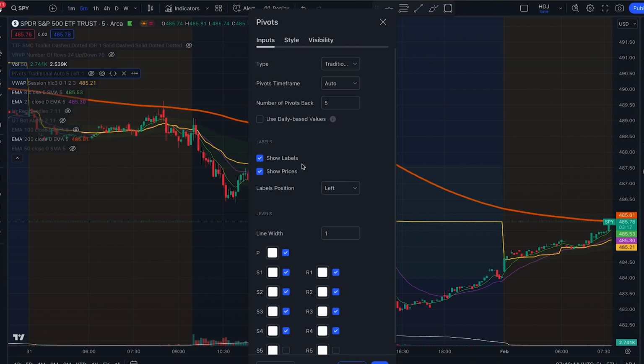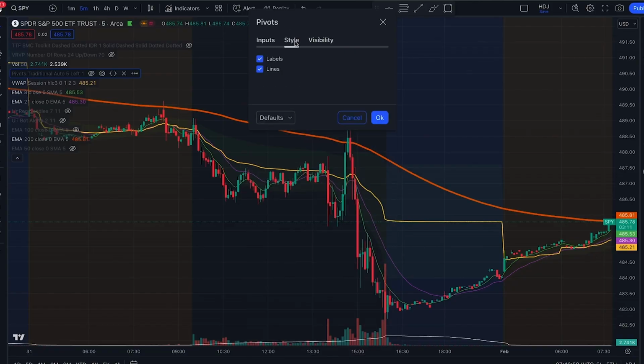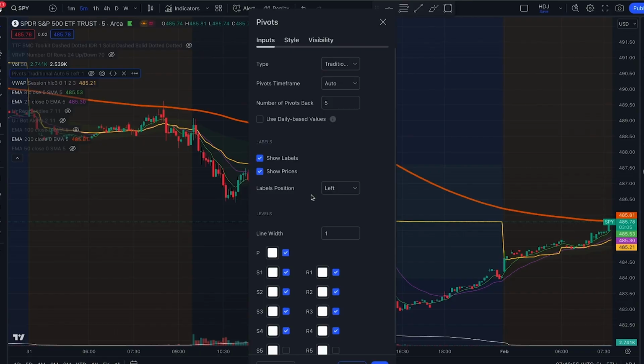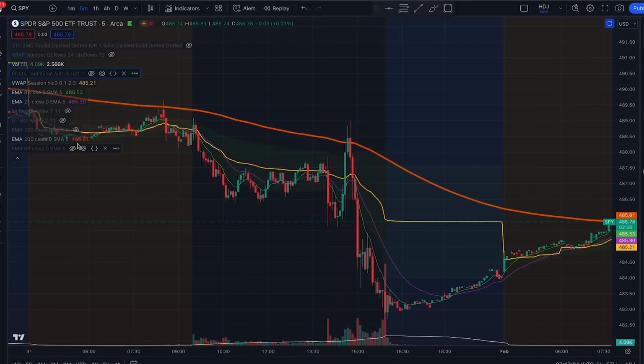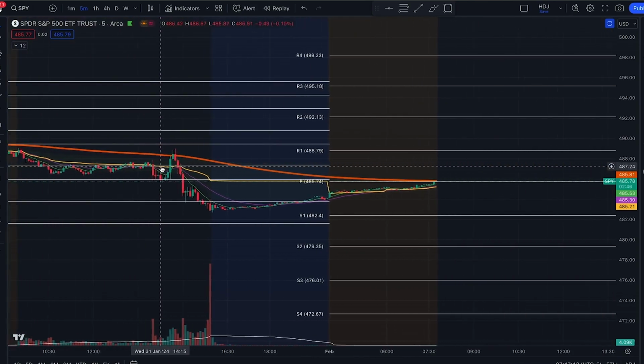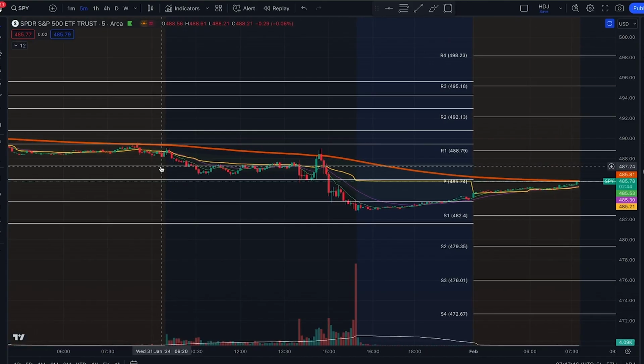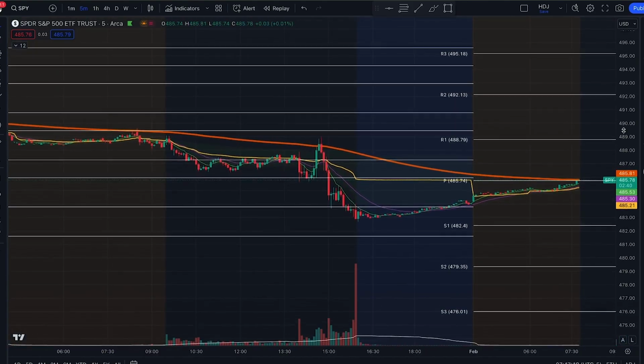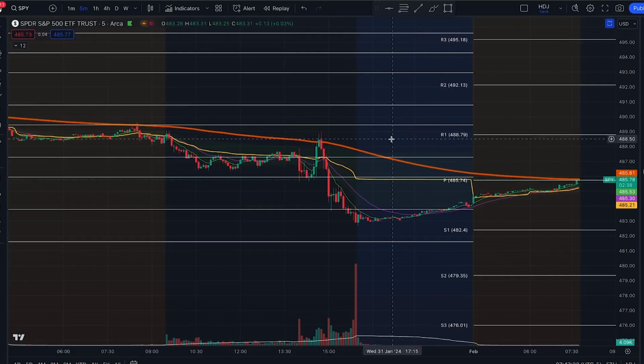So pivots. You have these settings here. Under inputs, you got that. And style, visibility, don't worry about. Just inputs. So pivot points, I like to take a look at these each day, and I'll show you why. Let's close this down. Okay, so let's turn the pivot points on. Let's collapse this for a second. So now pivots, a lot of the time, each day, they can give you an idea of where you can see a bounce.